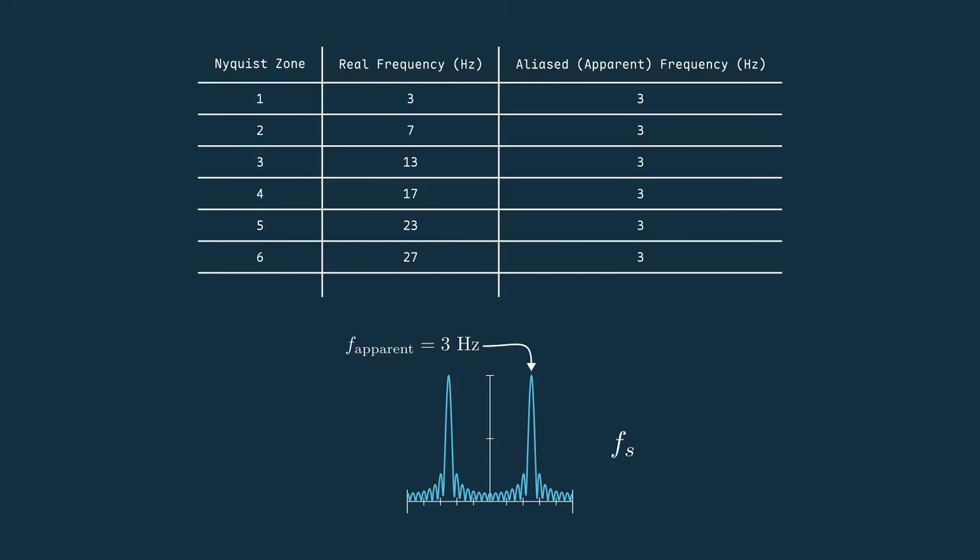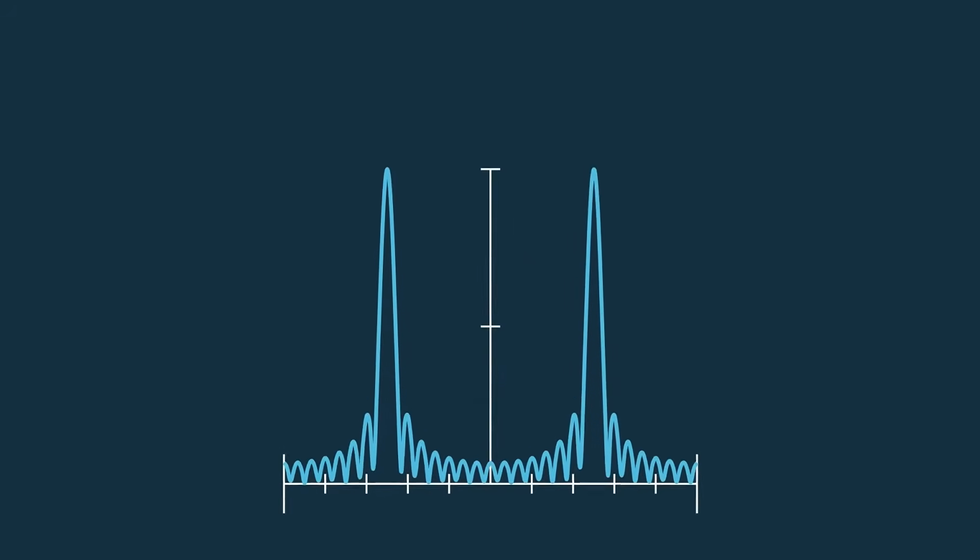Knowing this, it becomes so much more important to choose a sampling frequency that is sufficiently high so that any frequency we care to look at falls within the first Nyquist zone. Otherwise, there's no telling where the peak in our band could be coming from.